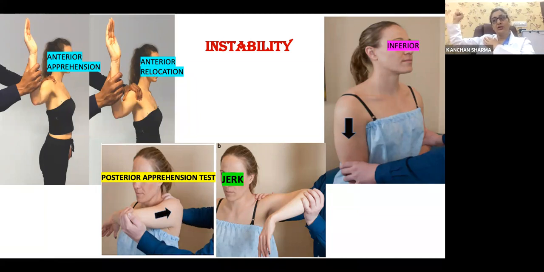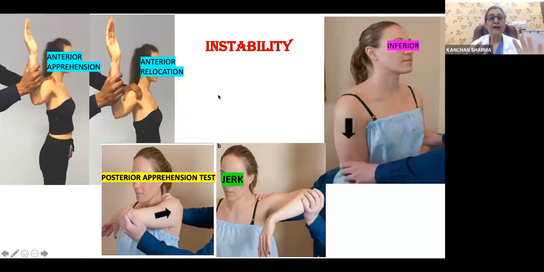As you keep on doing the external rotation, the patient will say, no doctor, don't do that, my shoulder will come out. Once the patient says that, what you need to do is press from this arm and give a posterior force, and the pain will go off. Again, you remove it, the pain will come. So that is the anterior apprehension test. And when you give the pressure, the pain will go off, and if you release the pressure, the pain will come back. So that is the anterior relocation test.